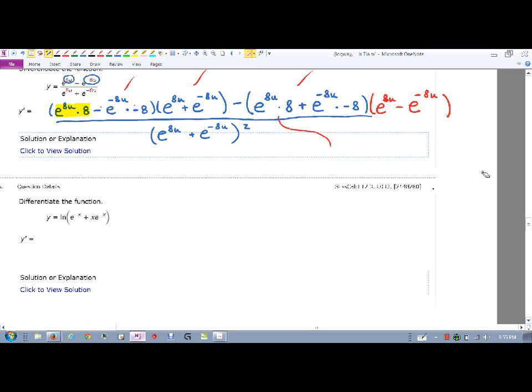All right, so let's look at this next one. I have addition inside a log, so I cannot split this apart. I'm going to do, first of all, the derivative of natural log of something is 1 over that something.